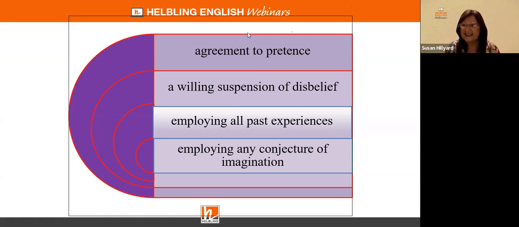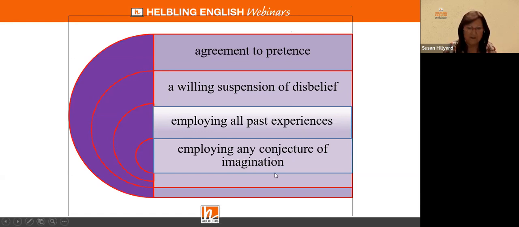And let us, yes, express their experiences. So let us do that. Let us do it not only with kindergarten, but with primary, with secondary, with adults. And yes, exactly, Dania. She always says that we can teach in fun ways, and she knows it really works. I call it serious fun. Serious fun, because some people think it's a waste of time. It's never a waste of time. And they employ any conjecture of imagination.